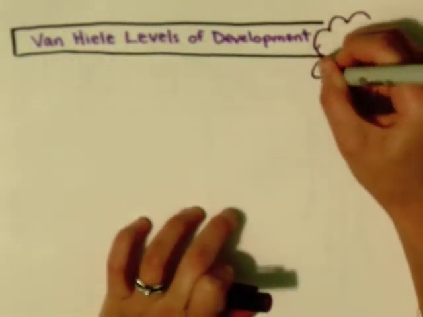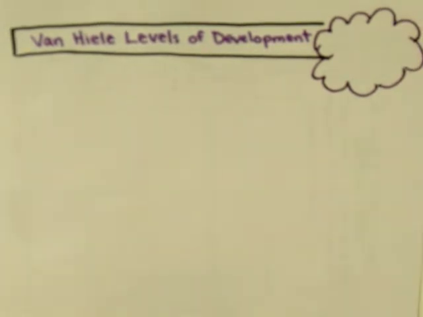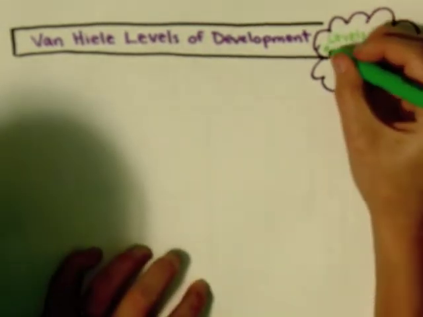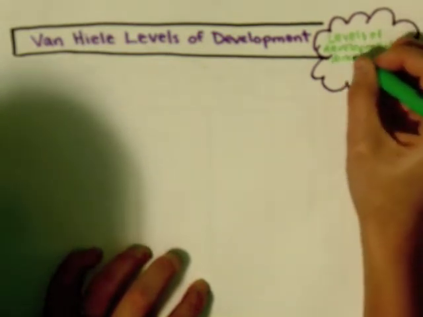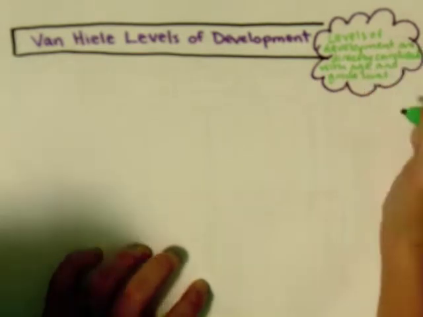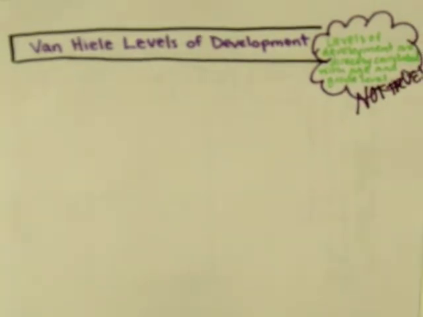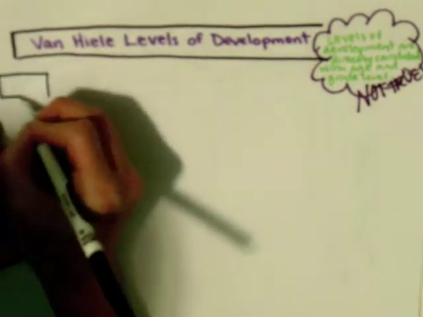A common misconception is that the levels of development are directly correlated with age and grade level. This is not true. For example, an 8th grader could be at level 0 while a 1st grader could actually be at level 2.